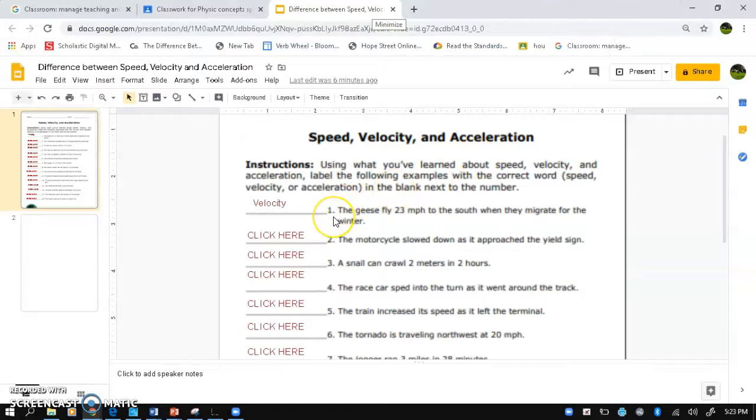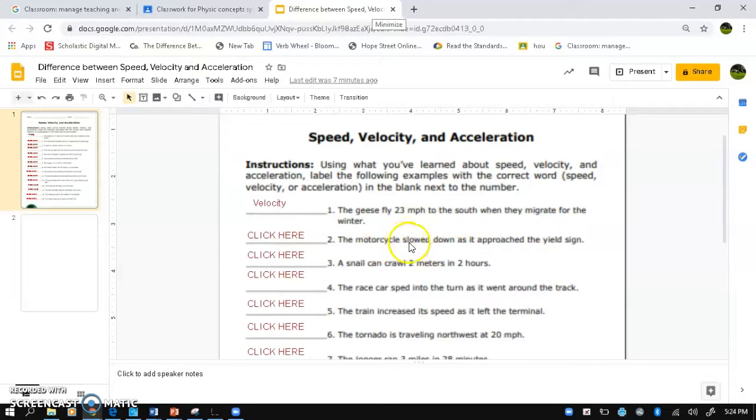So on this one, the geese fly 23 miles per hour mph south when they migrate to winter. The key word on this, there's two keywords, and let's see, I don't know if I can get a highlighter, is mph right here. That's a keyword, and south, okay?